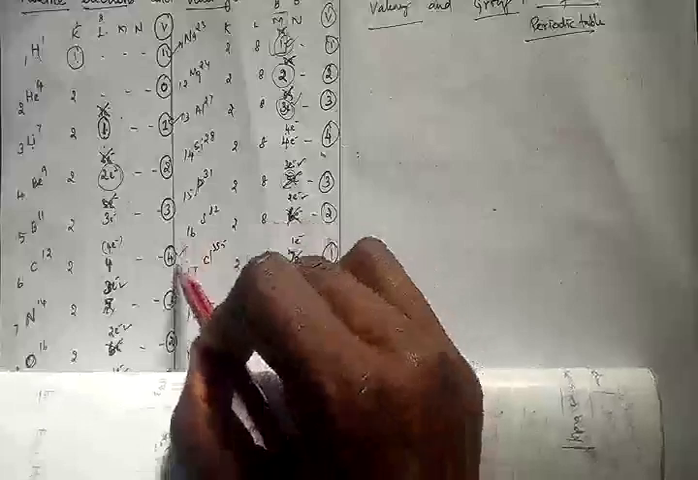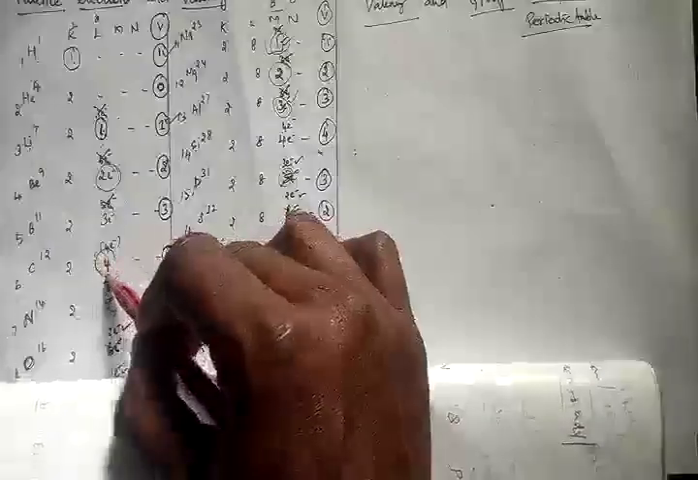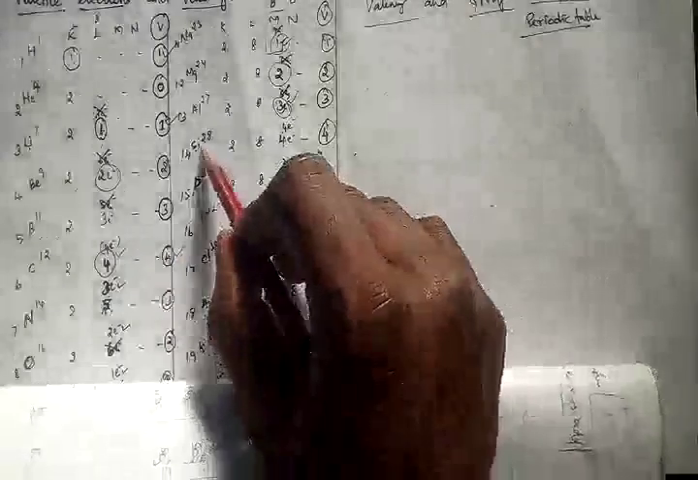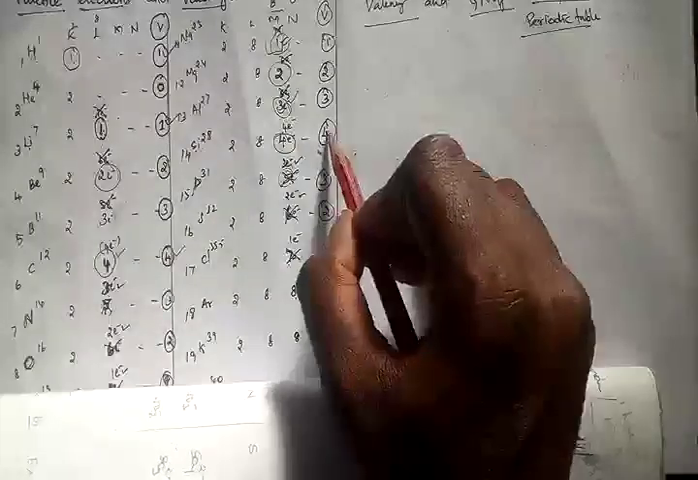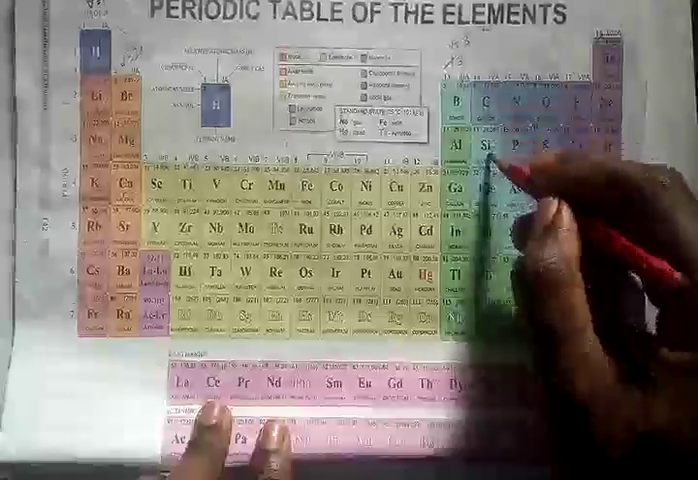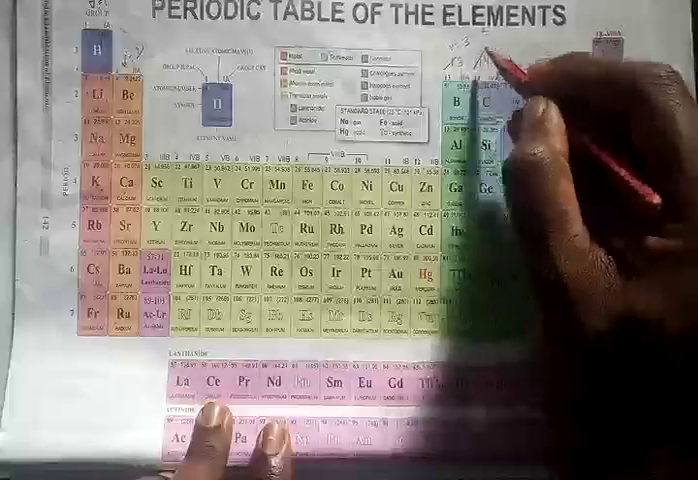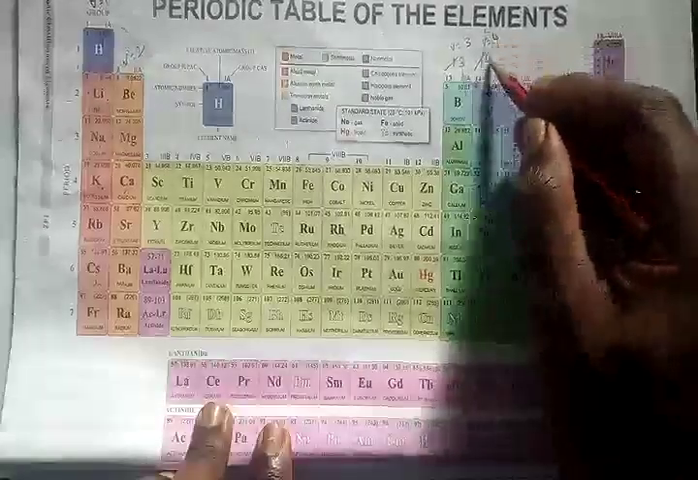Carbon is 4. The number of electrons present in the last shell, the valence electrons, is 4, right? Similarly, silicon also has 4 electrons. So they belong to the 14th group. You watch, carbon and silicon belong to the 14th group. So here, how do you find out the valency? Cut this one. The valency is 4. You could see here.